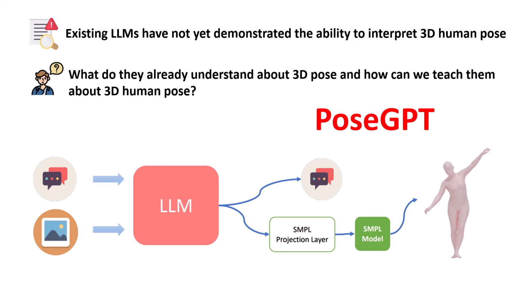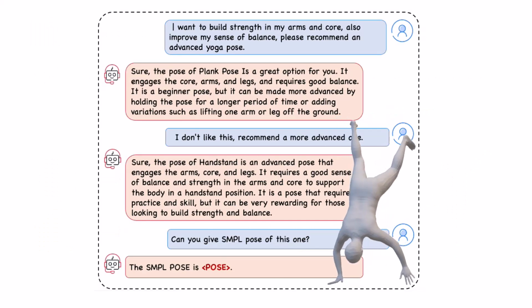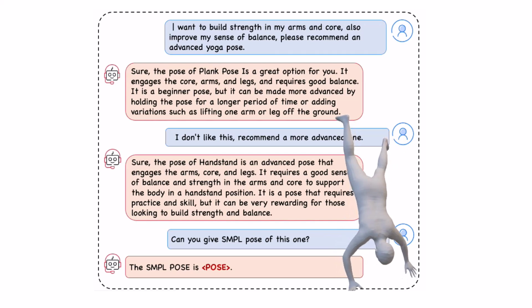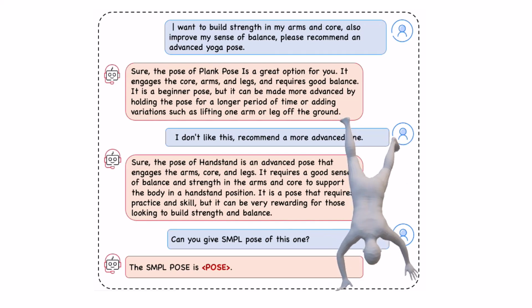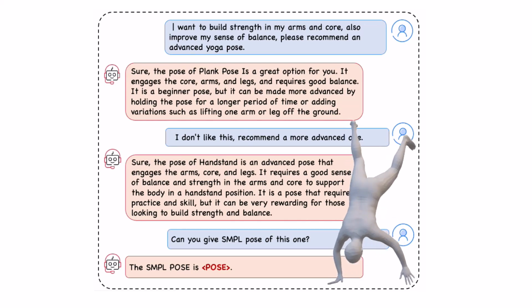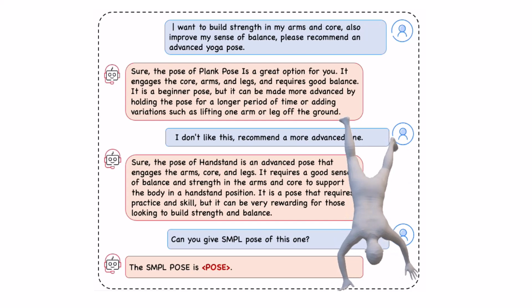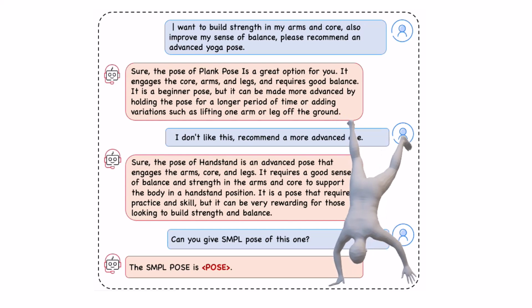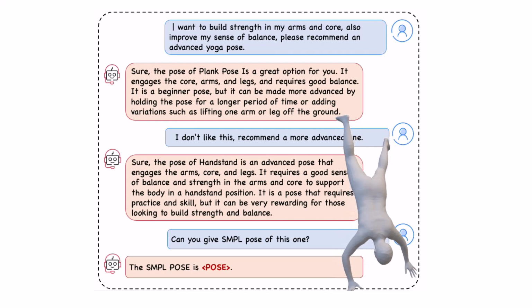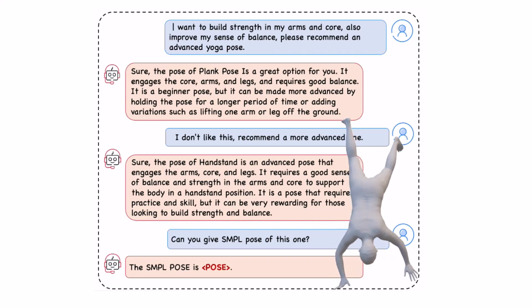To give you an example, we can have something like this. I can say, for example, I want to build strength in my arms and core, and I also want to improve my sense of balance, so recommend me some yoga pose. And the model, based on its world knowledge, can give us something like plank would be a good choice. And I can say I don't like it, recommend something more advanced, and it can recommend handstand. But if I don't understand what handstand is, now I have the ability to ask it, can you give me the pose for this one?